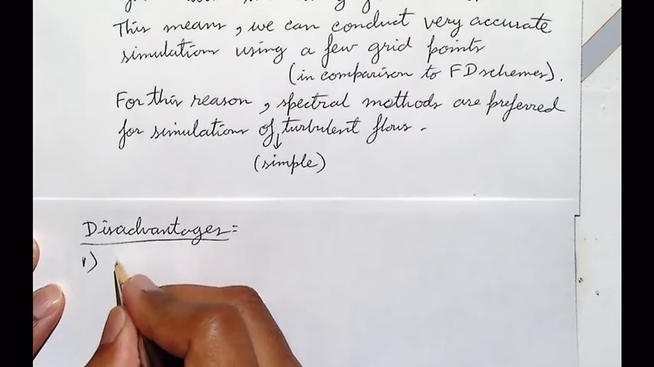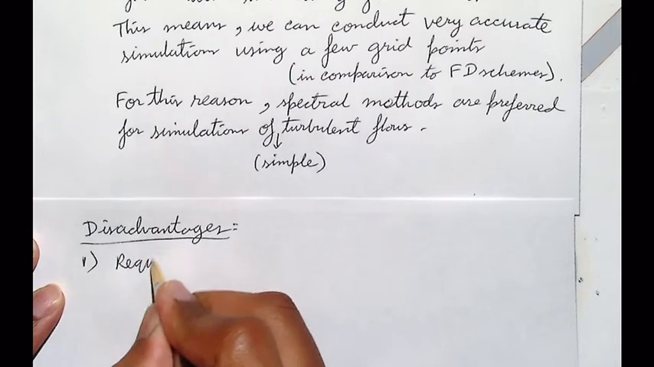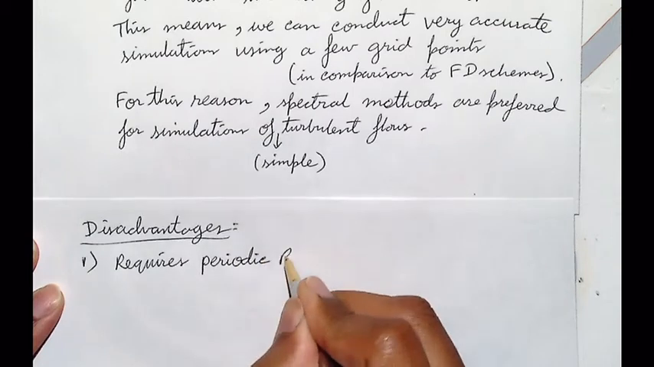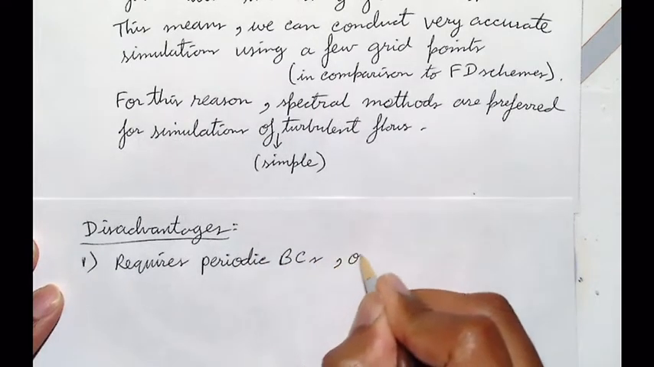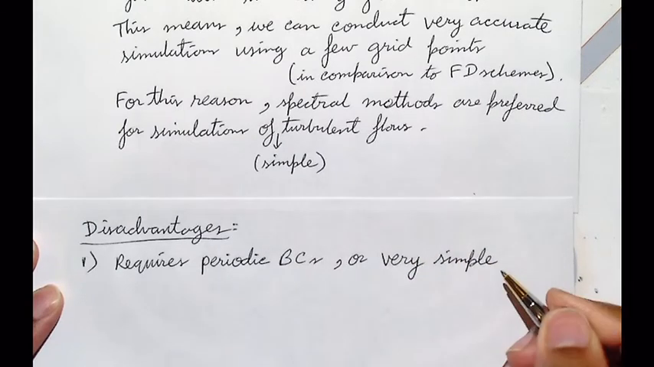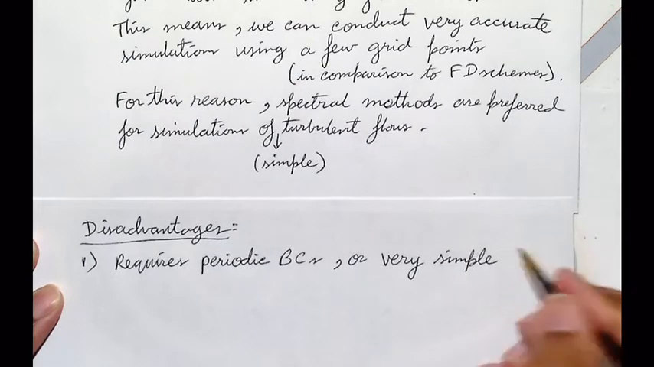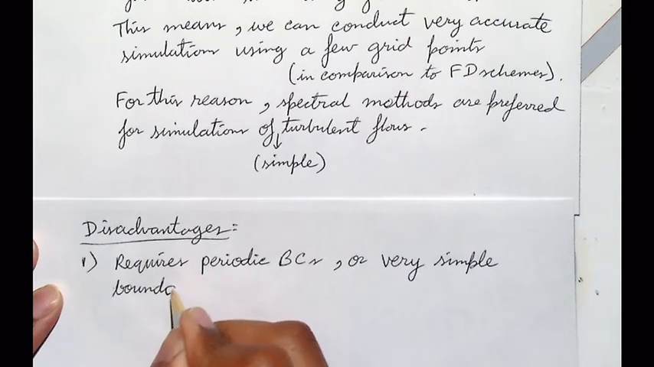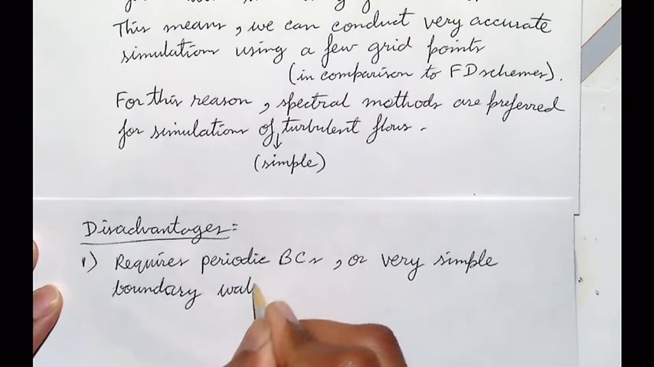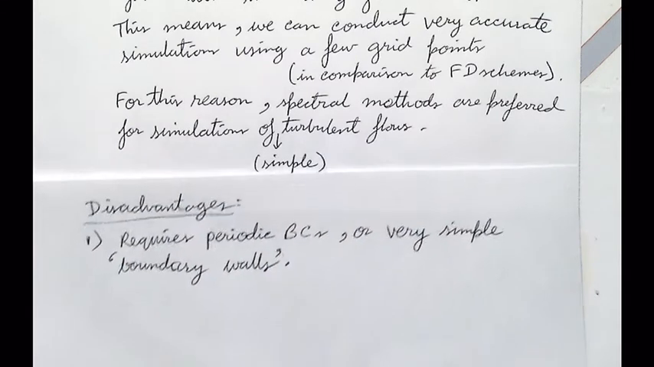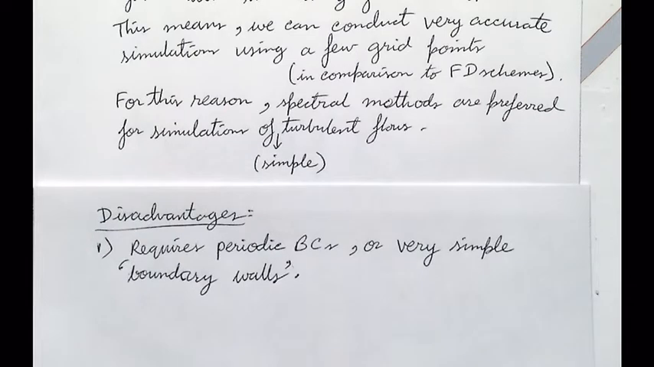So the first disadvantage is that it requires periodic boundary conditions or very simple boundary walls, let's say. If you have a flat plate, it's relatively easy to do this using spectral methods. But if it starts getting complicated, it becomes a nightmare.